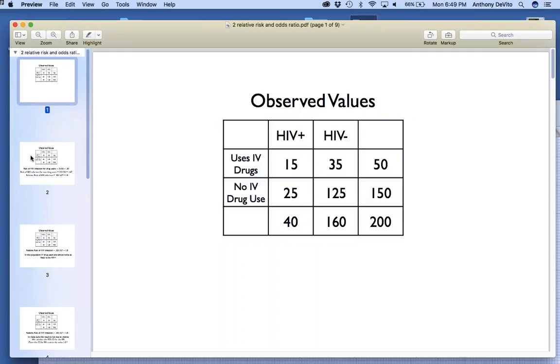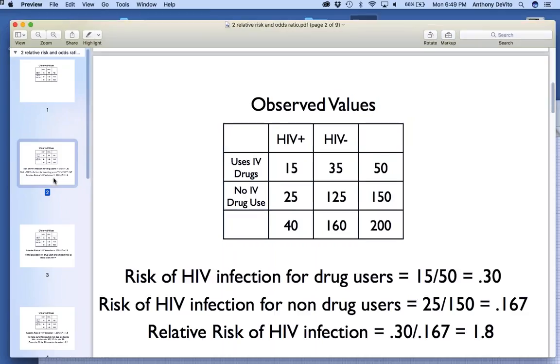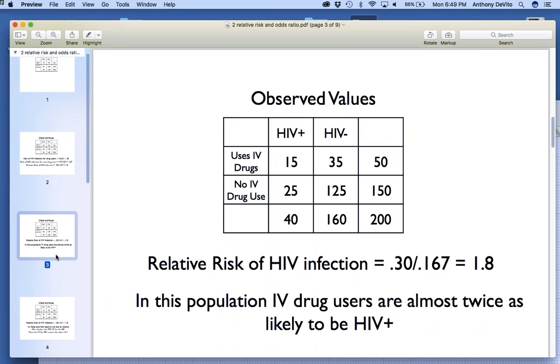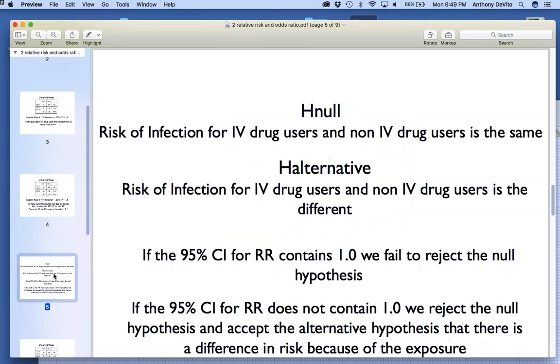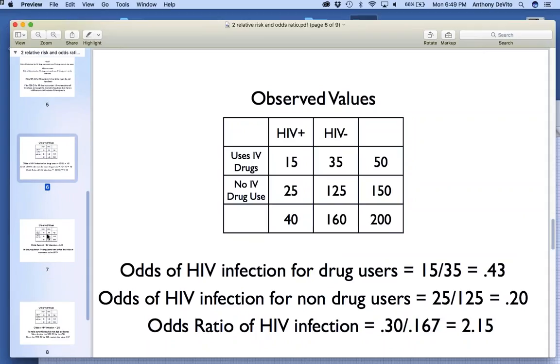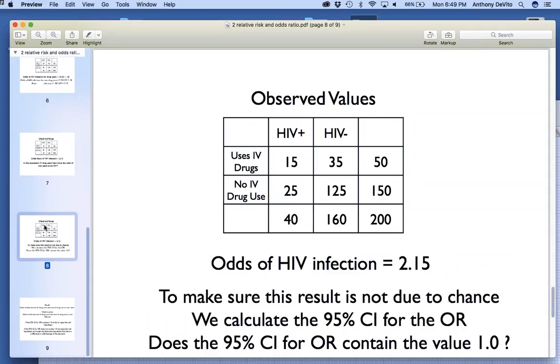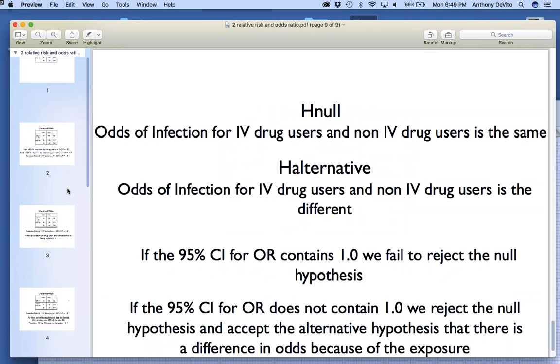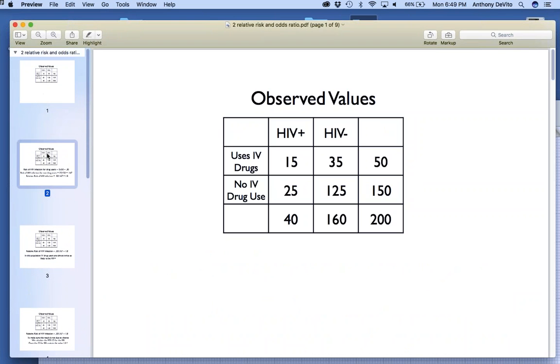Now, what would I have expected if there's no association in this population between IV drug use and whether or not somebody's HIV positive? Well, the risk of infection, I'm going to go past that for a second. I want to come back to that. Did I not start at the top? I'm going to actually just start with that and work on a piece of paper.